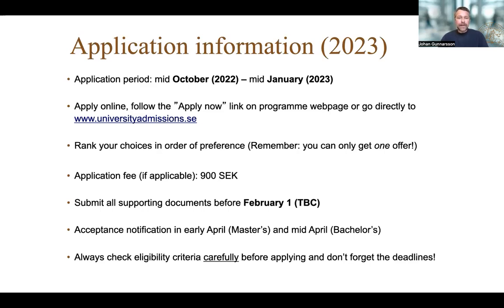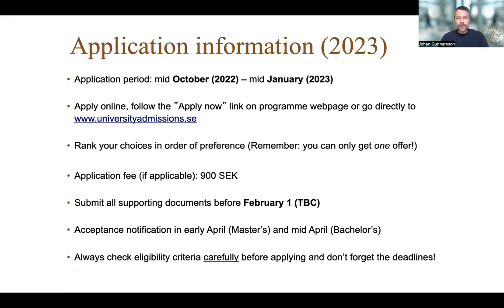Then there's a deadline around the 1st of February, and this is to be confirmed, the actual day for next year. I don't have that information here today because it hasn't been published yet by University Admissions in Sweden. But usually around the 1st of February, that is the deadline for you to submit your supporting documents. And in most cases, these can be uploaded as a PDF format to the University Admissions in Sweden website.